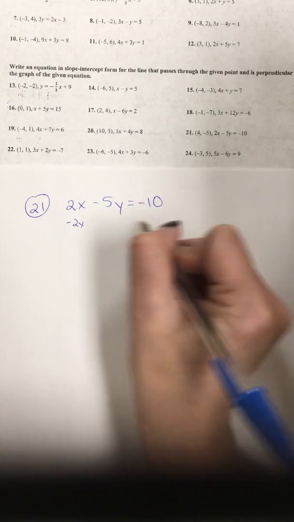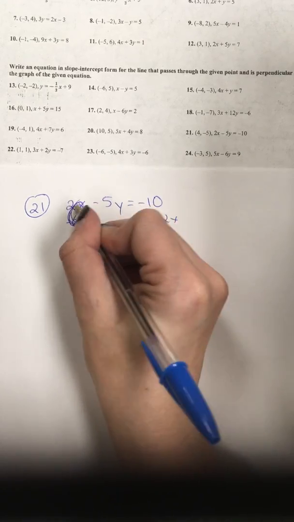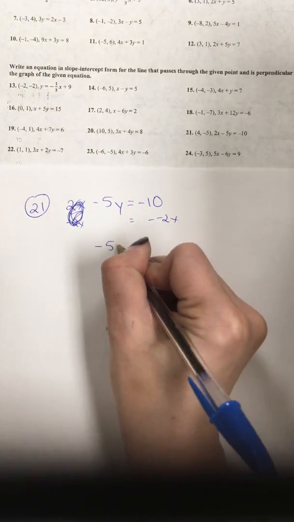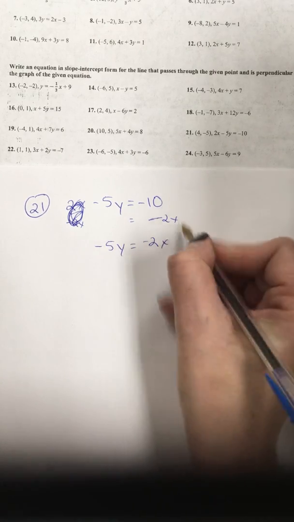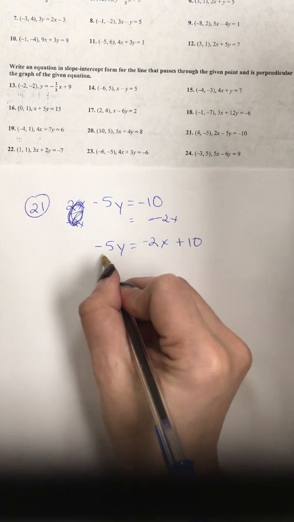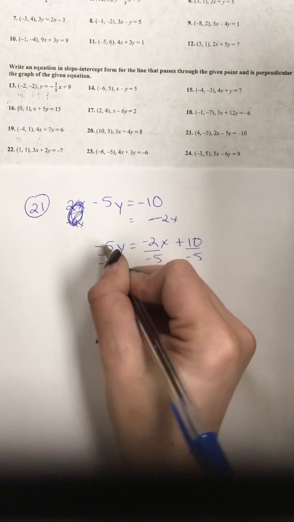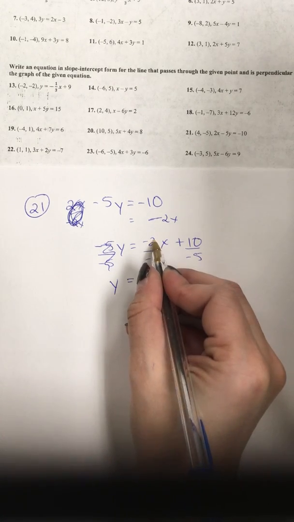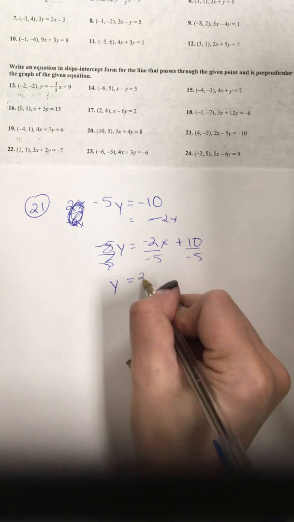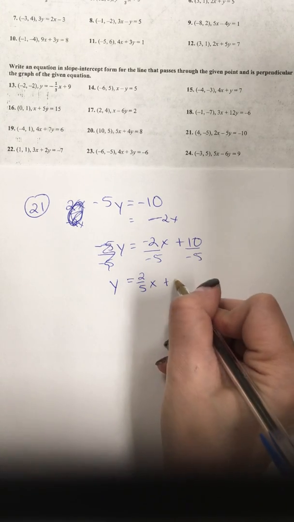I'll move my x to the other side of the equal sign. This will zero out, so I won't have anything. I'll be left with negative 5y equals negative 2x plus 10. And then I'll divide everything by a negative 5 to get my y alone and positive. So I'll get y equals negative 2 divided by a negative 5 is a positive 2/5 x plus 10 divided by a negative 5 is a negative 2.